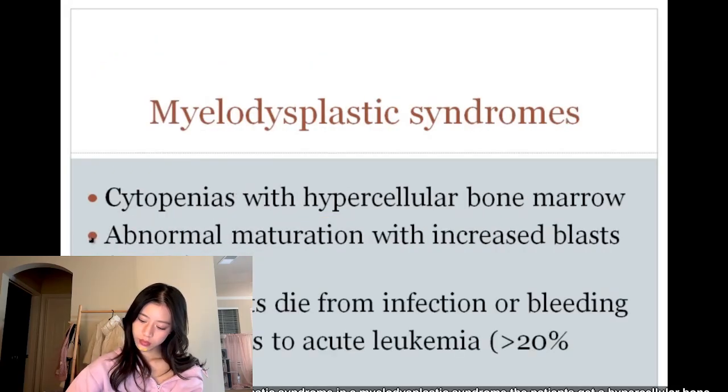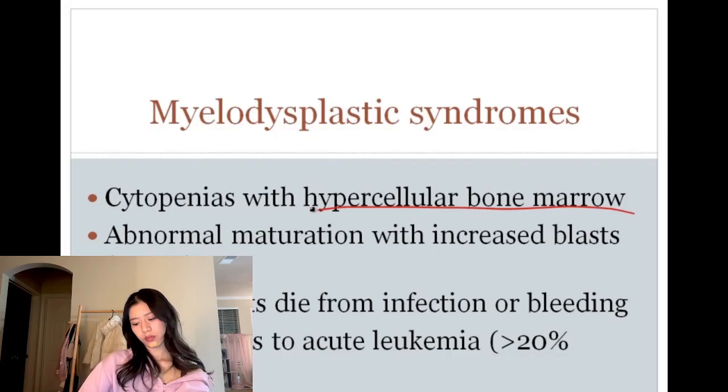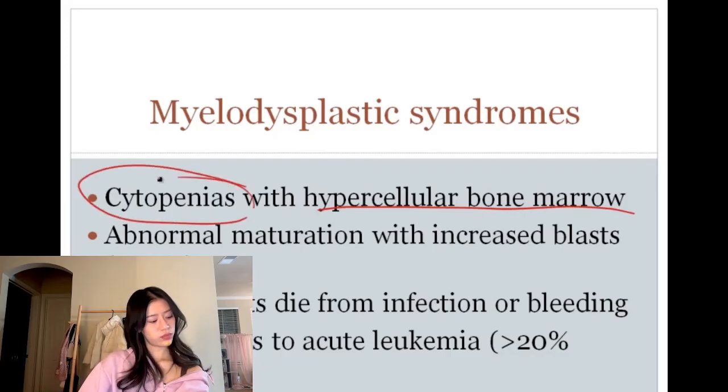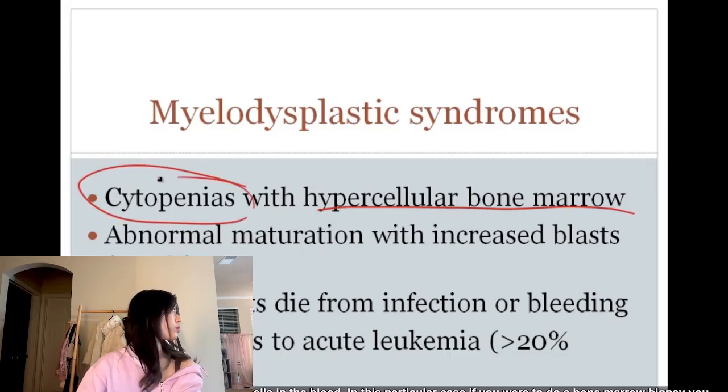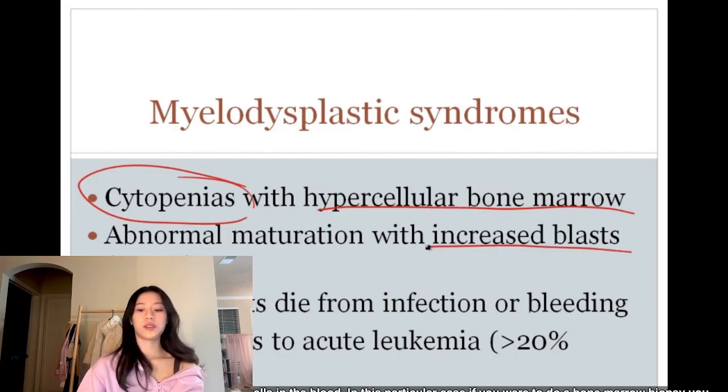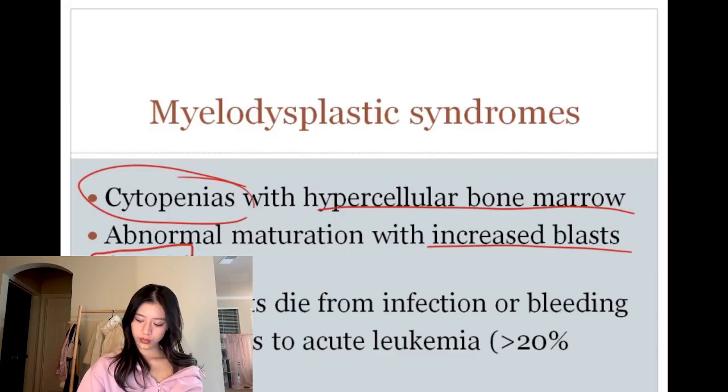In a myelodysplastic syndrome, the patients get a hypercellular bone marrow, but because the cells are not being formed properly, dysplastic, bad growth, they actually don't get out into the blood, and so the patients have cytopenias, low counts of cells in the blood. In this particular case, if you were to do a bone marrow biopsy, you would see increased blasts. However, those increased blasts would be less than 20%. Of course, greater than 20%, we would not call it myelodysplastic syndrome, we would call it acute leukemia.